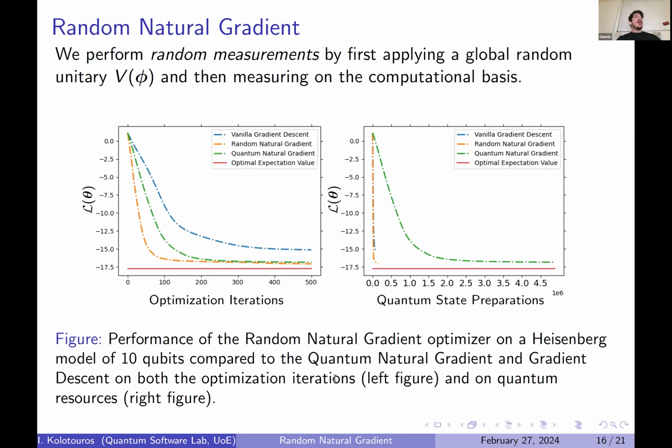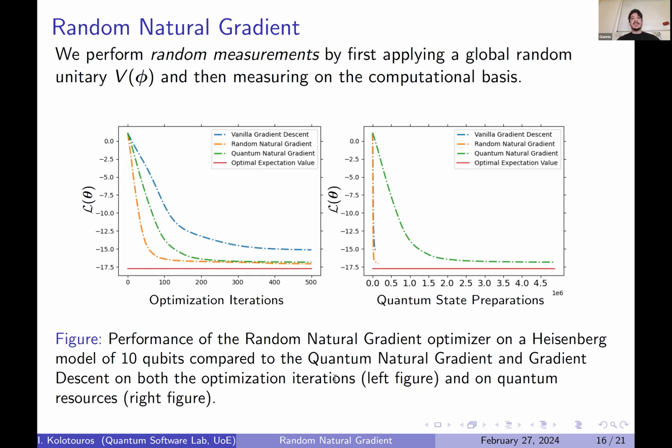Now, to explain how we perform the random measurements and to help you understand: you have a quantum circuit that generates a quantum state psi of theta, and then at the end you append an extra quantum circuit at random. You do a random rotation, and then you measure in the computational basis, and you get a bunch of probability distributions. And with these probability distributions, you can actually calculate the classical Fisher information matrix, which is really simple.